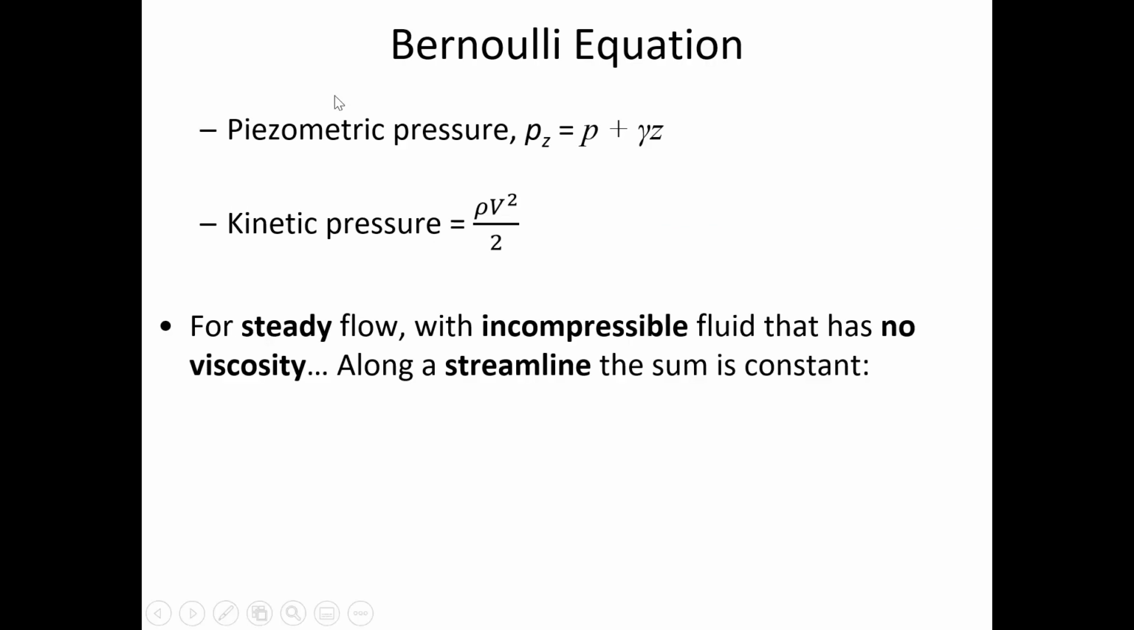So remember, the 4 assumptions for Bernoulli's equation: it says that the sum of the kinetic and piezometric pressure is constant along a streamline when flow conditions are steady with a fluid that's incompressible and has no viscosity. I think on an earlier slide I described that as being an inviscid fluid. An inviscid fluid is one with no viscosity. Okay, so let's talk about Bernoulli's equation.